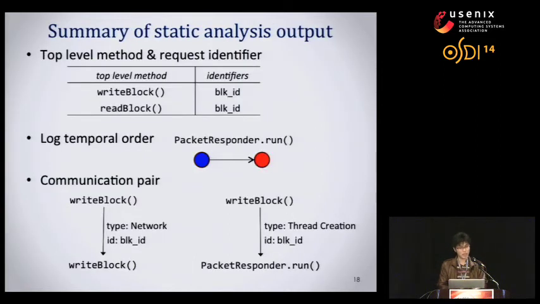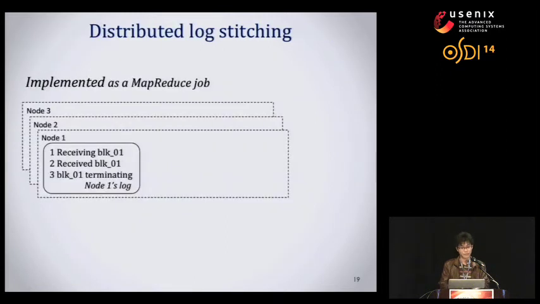And to summarize the static analysis output, first, we need the top-level method to differentiate requests. And second, we need request identifier to further differentiate requests with the same type. And we need log temporal order to differentiate requests with the same block ID or request identifier. And then we need communication pair to group logs printed by different threads. And we use this model to further perform the log analysis on real-world logs.